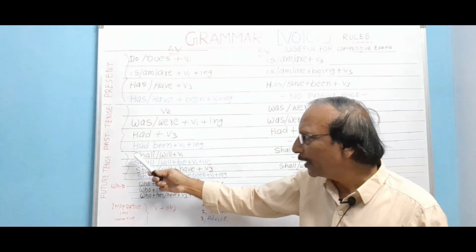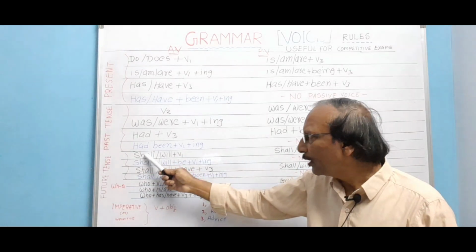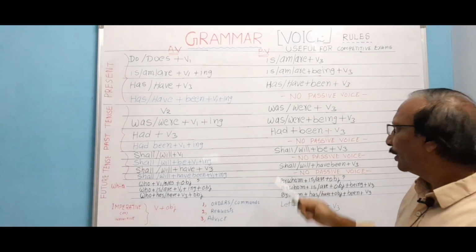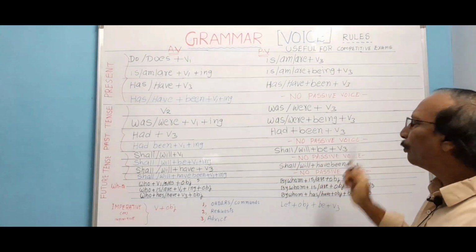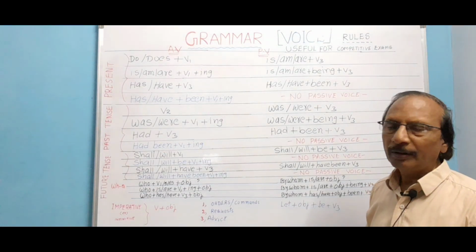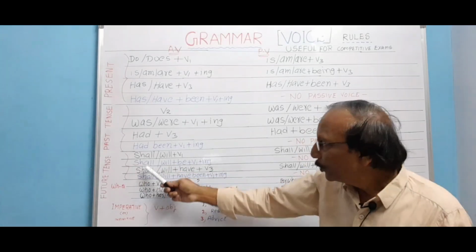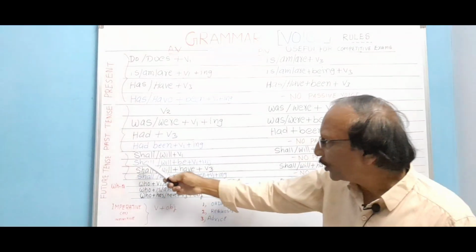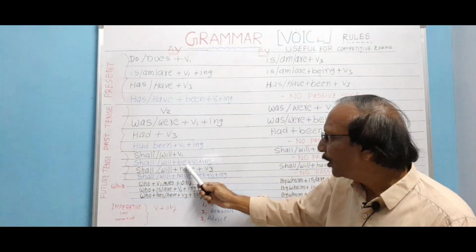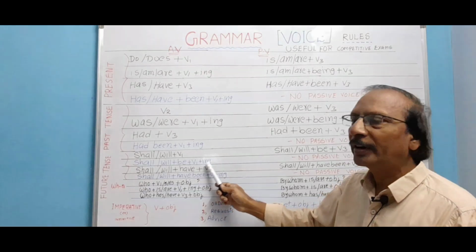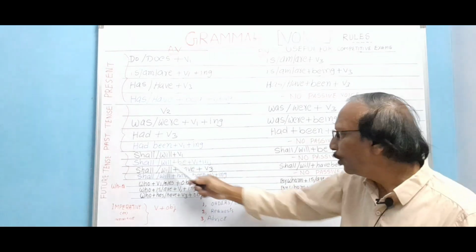Suppose you write they shall write. They shall write letters. Letters shall be written by them. In the same way, we can write a simple future. Let us see future continuous. In future continuous, when you come across shall or will plus be plus V1 and ing form, there is no voice for this. For future continuous, there is no voice.